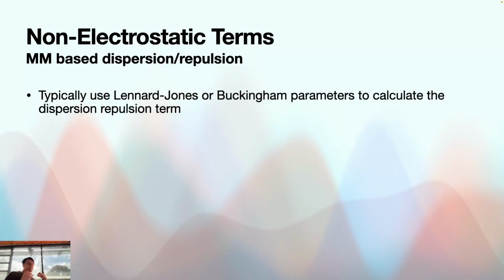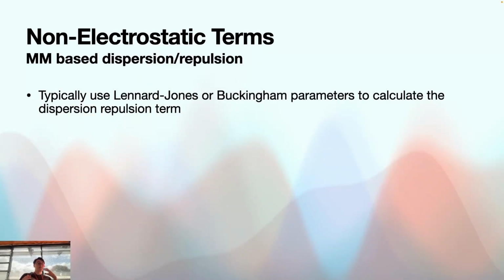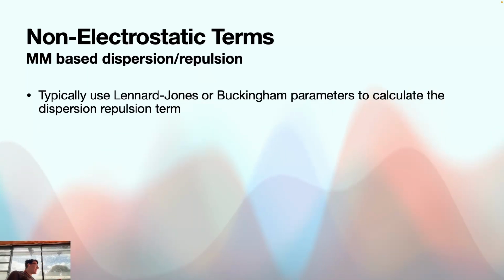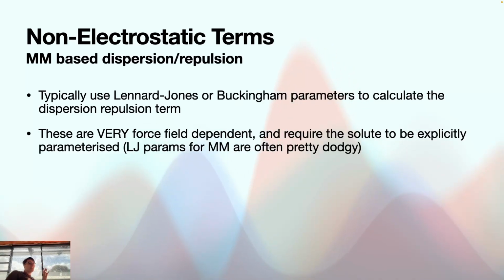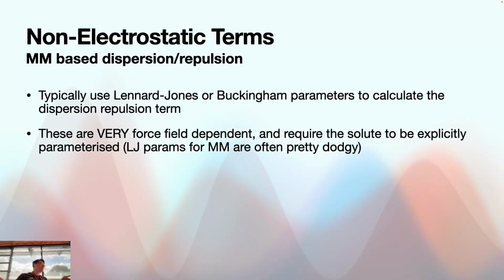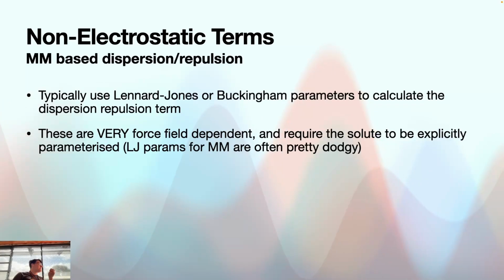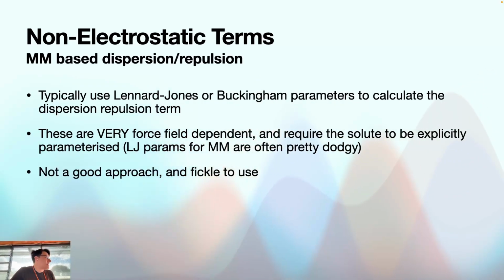Molecular mechanics-based dispersion repulsion is sort of not a great model, but it's one that we have, and it typically uses Lennard-Jones or Buckingham parameters to calculate the dispersion repulsion term. These are very force field dependent and require the solute to be explicitly parameterized, which we know that doing any kind of intermolecular parameterization for molecular mechanics is dodgy at best, and quite often not specifically parameterized, just generally taken from a table somewhere. So these are not a good approach and are fickle to use. Wouldn't suggest them even though they are implemented in Q-Chem.